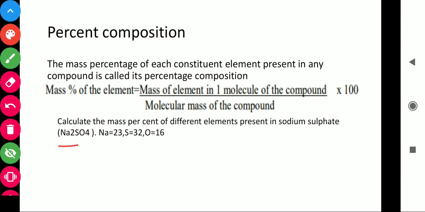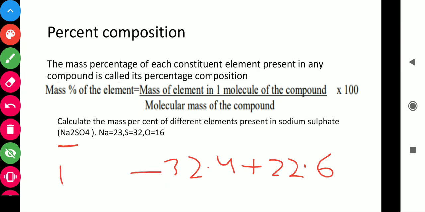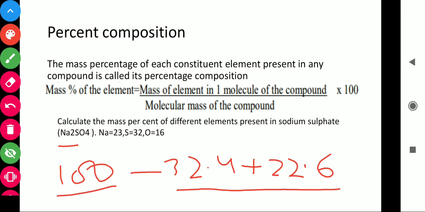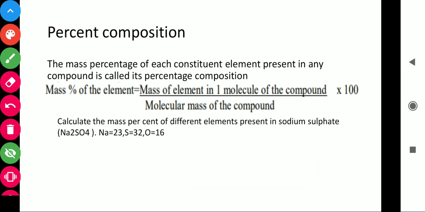One more method is there. If we take the percentage of sodium, that is 32.4, plus the percentage of sulfur, that is 22.6, and the sum of both of these is subtracted from 100, we will again get the same value. If we have 3 elements, we need to calculate for 2, and then on adding them and subtracting from 100, we can calculate the percentage of the third one. In this way, we can calculate the percentage composition of any compound.